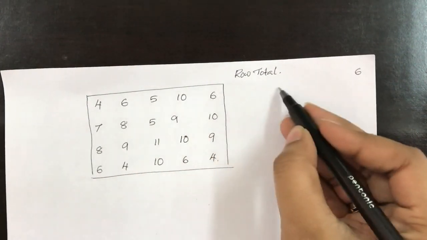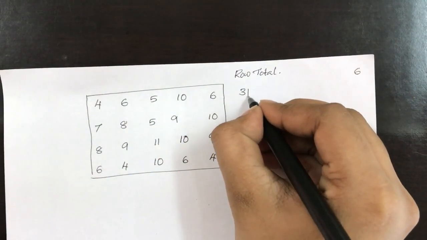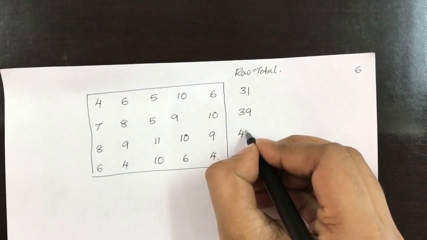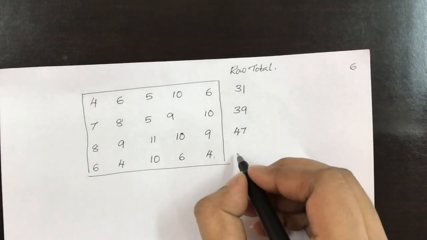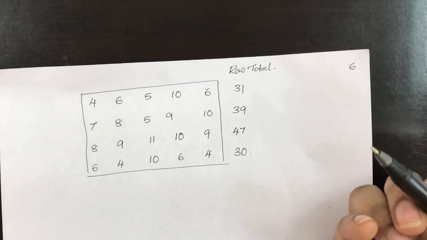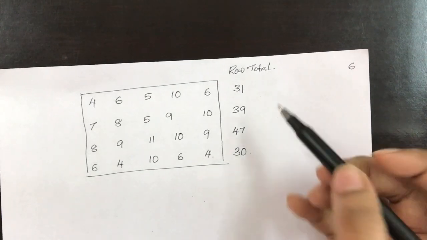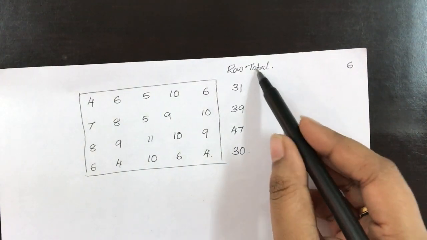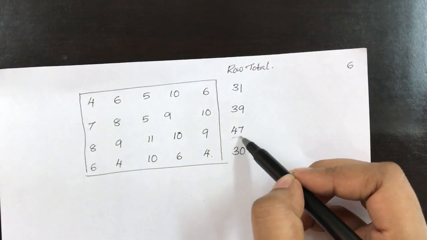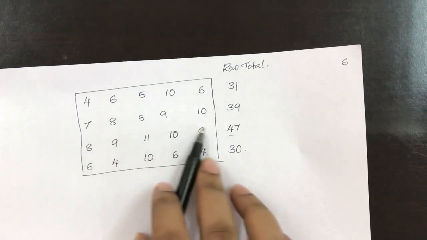Row total. We need to find the total of all rows. First row total value is 31, second row 39, third row 47 and fourth row 30. Checking the dominance property, we need to first take a row. That row should be the row having the maximum row total. Which row has the maximum row total? 47. So R3 is now my reference row.